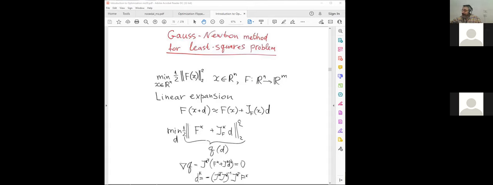Not only, it may be opposite. You may have more equations than variables. You may have the opposite. Or you may even have the same number of equations and variables, but the system of equations is not always consistent. It doesn't always have a solution. So in this way, you will get a least squares solution.